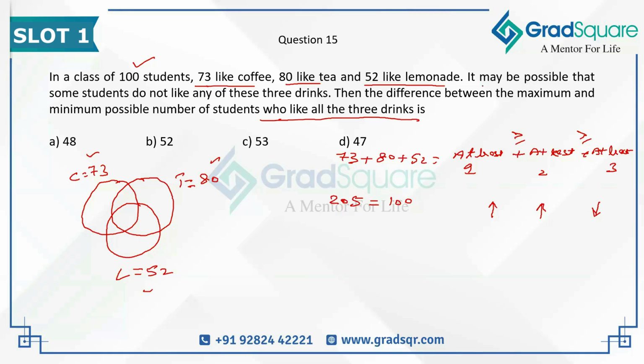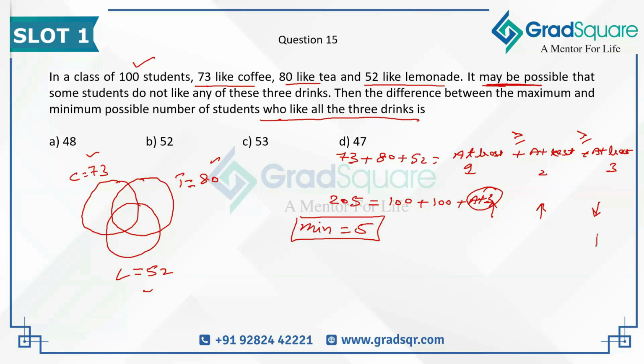It may be possible over here. What they are saying is it may be possible. It is not necessary. Clear? So I can take my value of at least 1 as 100. At least 1 will be greater than or equal to at least 2. So what can be the maximum possible value of at least 2? It will also be equal to 100. That gives me the minimum possible value of at least 3. This will become minimum, right? So the minimum possible value of at least 3 will turn out to be equal to 5. Clear?